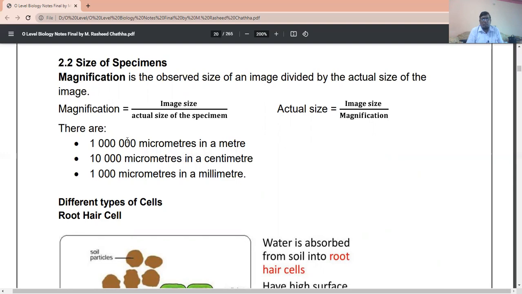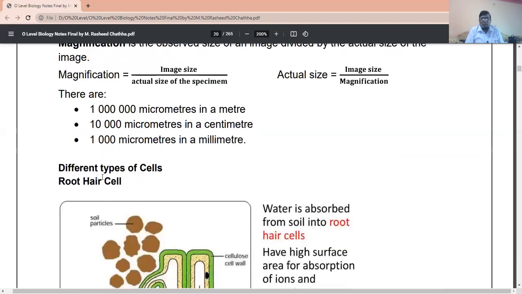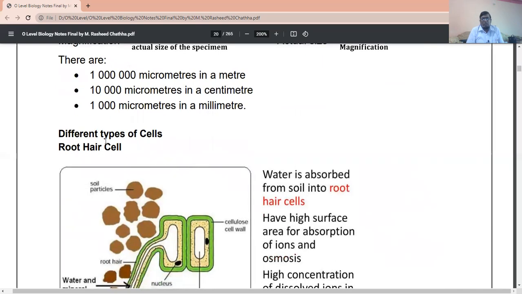So there are 10 lakh micrometers in 1 meter, and 10,000 micrometers in a centimeter, and 1,000 micrometers in a millimeter. So 1 micrometer is a 1,000th of a millimeter.